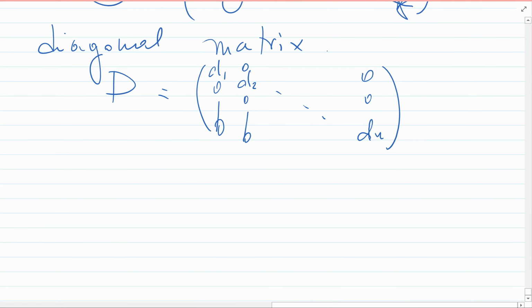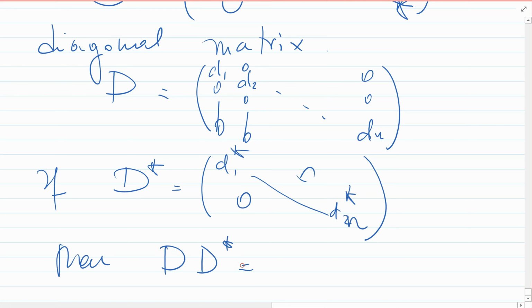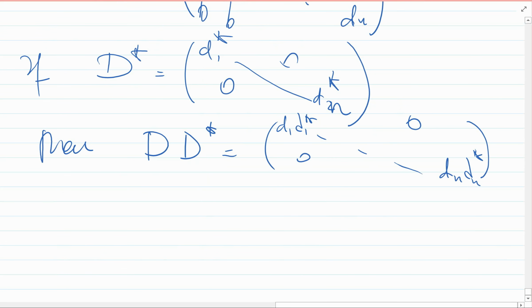Now, the diagonal matrices are quite interesting. So for example, if you take the product of two diagonal matrices, let's call them D and D star, where D star is equal to D1 star, D2 star, up to Dn star, diagonal, then the product is in fact diagonal. It's not very hard to do, and what we have is D1 D1 star, up to Dn Dn star, with zeros elsewhere. So we multiply only the elements of the diagonal. And this really is interesting.